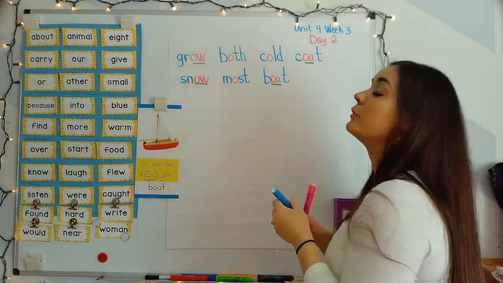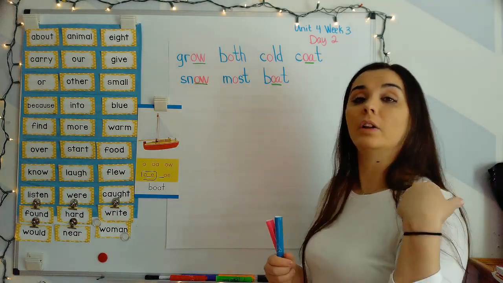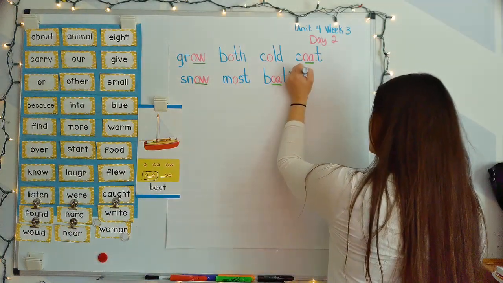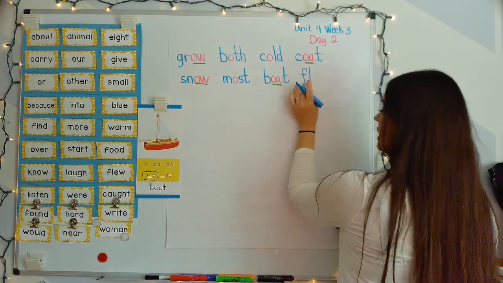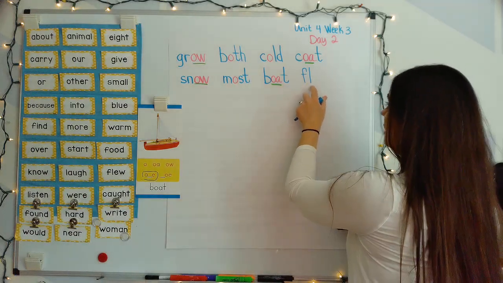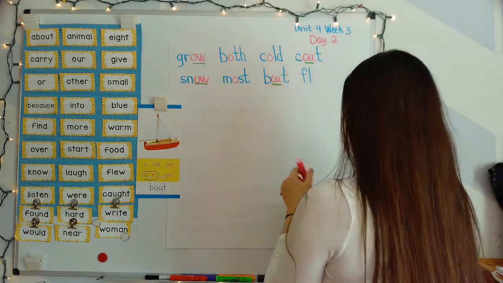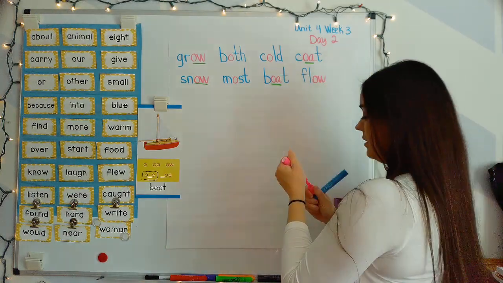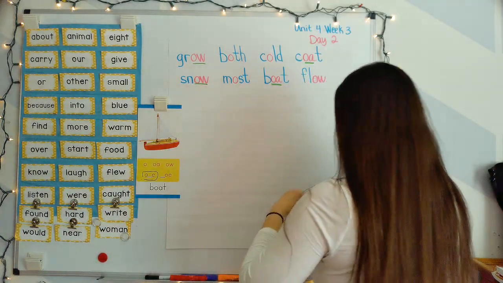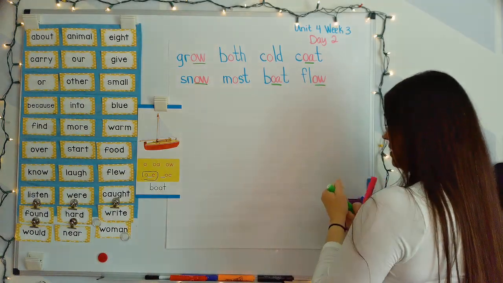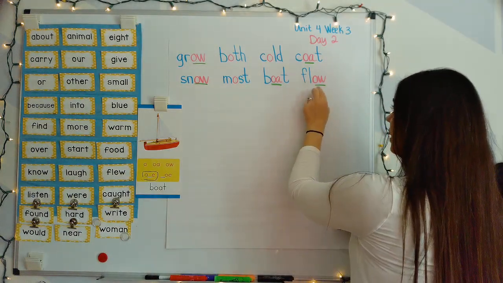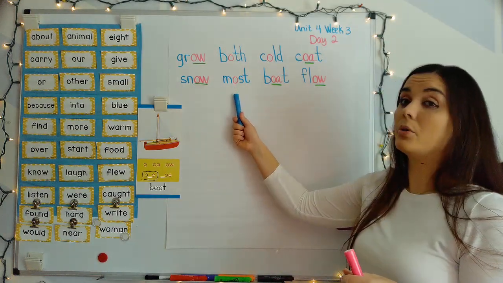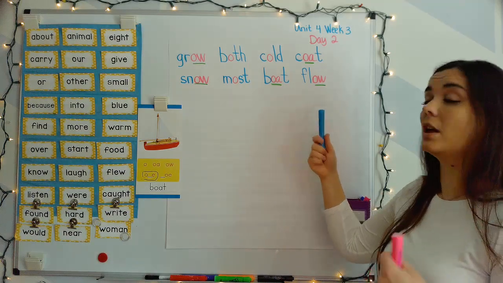All right, next word, flow. Your turn. Full, O, flow. FL, beginning blend. Full, full. And OW, vowel team, working together to say the long O sound. Full, O, flow. Excellent. So let's read our second line. Snow, most, boat, flow. Your turn.